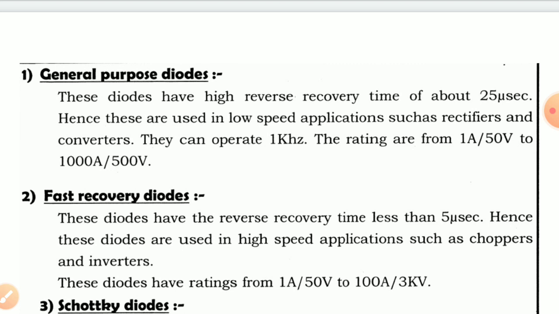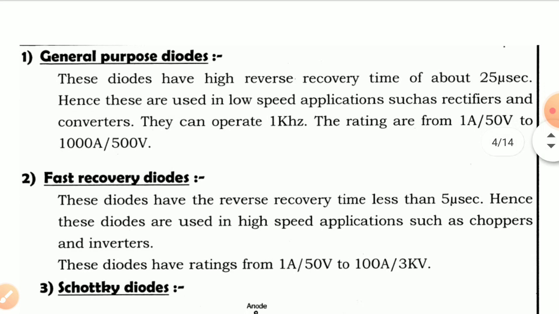So it is off state to on state that is called the reverse recovery time here. These general purpose diodes have a reverse recovery time of 25 microseconds. Hence these are used in low speed applications such as rectifiers and converters, as the reverse recovery time is less, right?